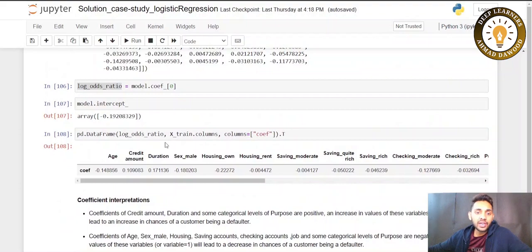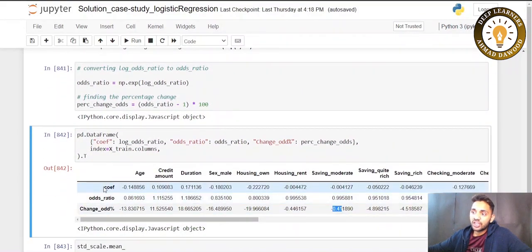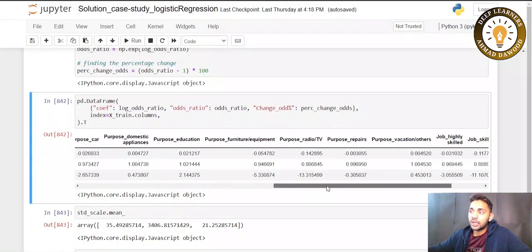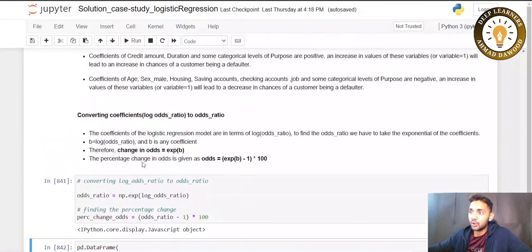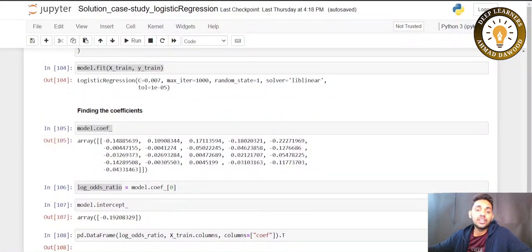So now you have an idea why I am taking the odds ratio and the change in odds, just for the sake of interpretation and analysis. And you can also see from here the relation of the independent variables with your dependent column, which is the probability of being default.